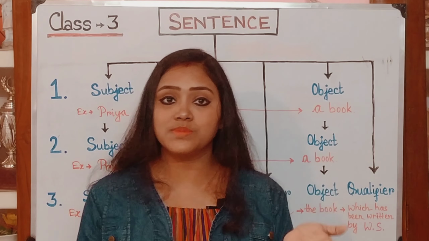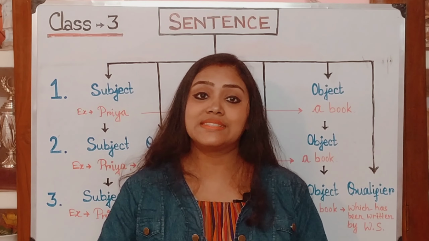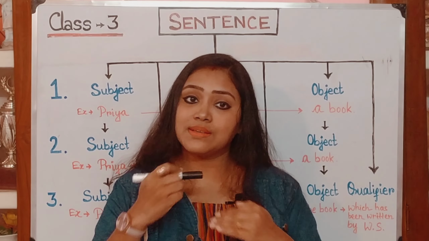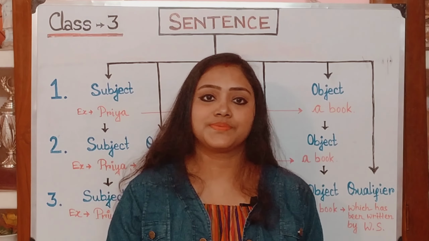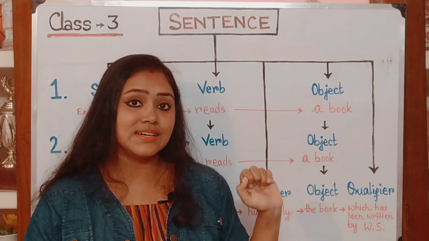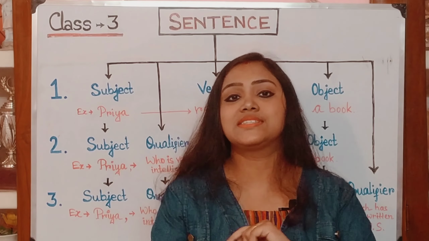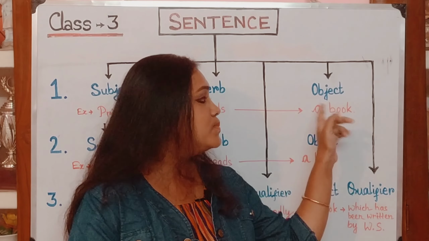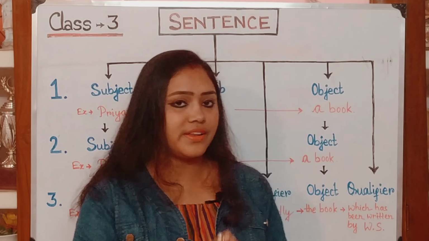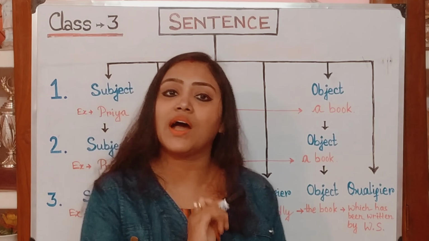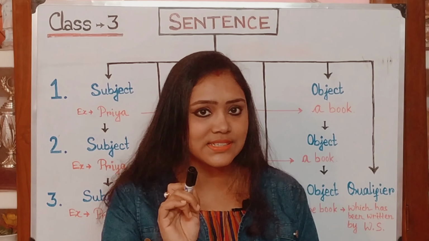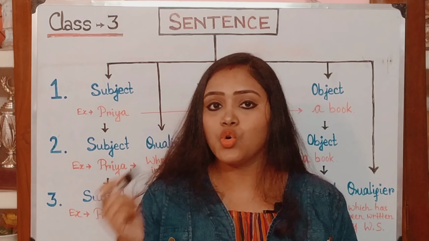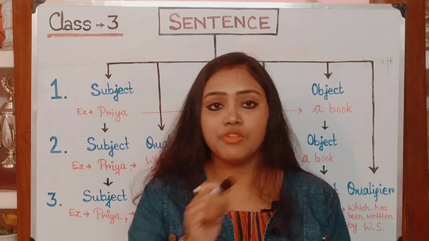Next I will come to the object. What is an object? Object is that part of a sentence which tells us something about the subject, what the subject is doing. How do we find the object from a sentence? Generally, if you ask a question with what, you will get the answer, and that is the object of that sentence. Clear? So I am going to the example. It will be clear to you.